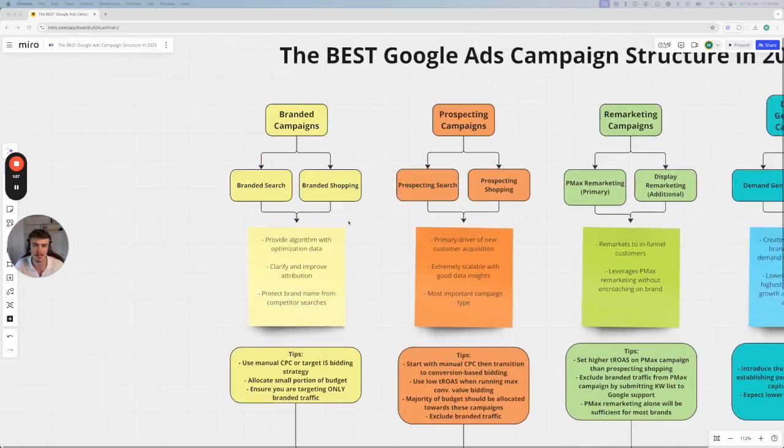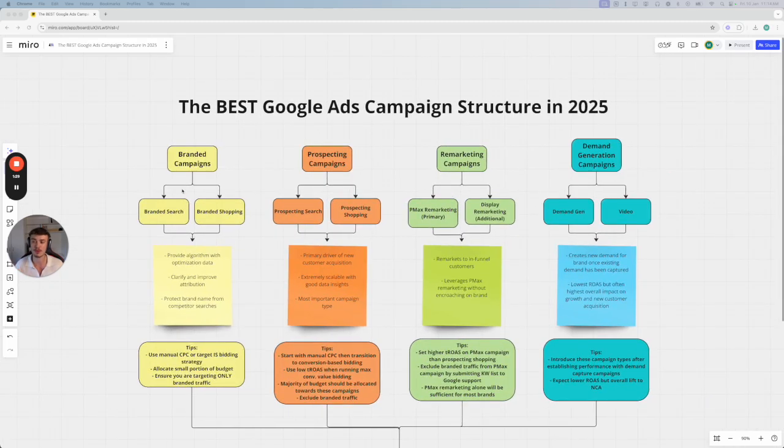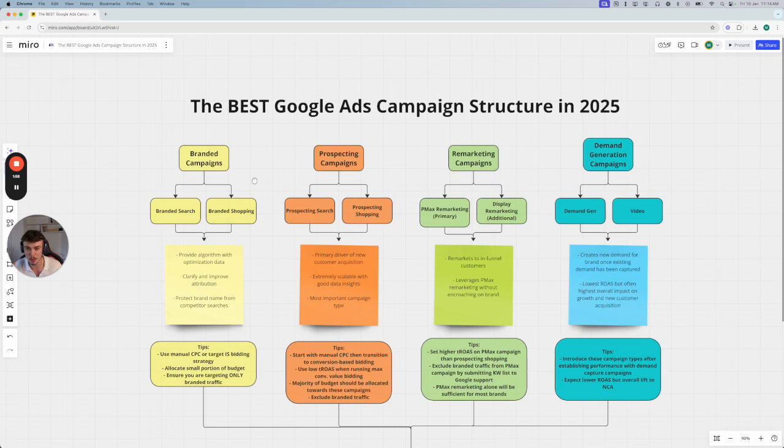So branded campaigns, this is how overall, I sort of skipped a step here. We'll move back one step quickly. So the broad categories of campaigns we're going to be walking through in this structure are branded campaigns, prospecting campaigns, remarketing campaigns, and demand generation campaigns. These are the buckets that make up your overall account structure. With all of these accounted for, you can cover every stage and every part of the funnel in your Google Ads account.